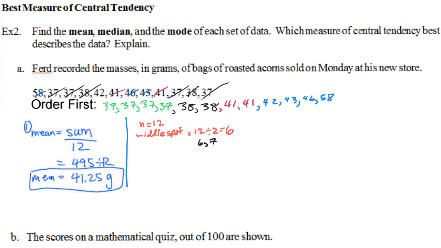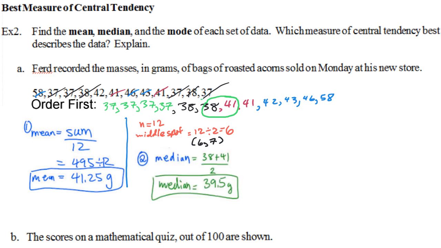And this is what we get for our median. So the position is 6 and 7. And by going to our list, we find position 6 to be 38 and position 7 to be 41 on our list. So now let's calculate the median. Our median is going to be 38 plus 41 divided by 2. And that gives us 39.5 as our middle number, otherwise known as the median.